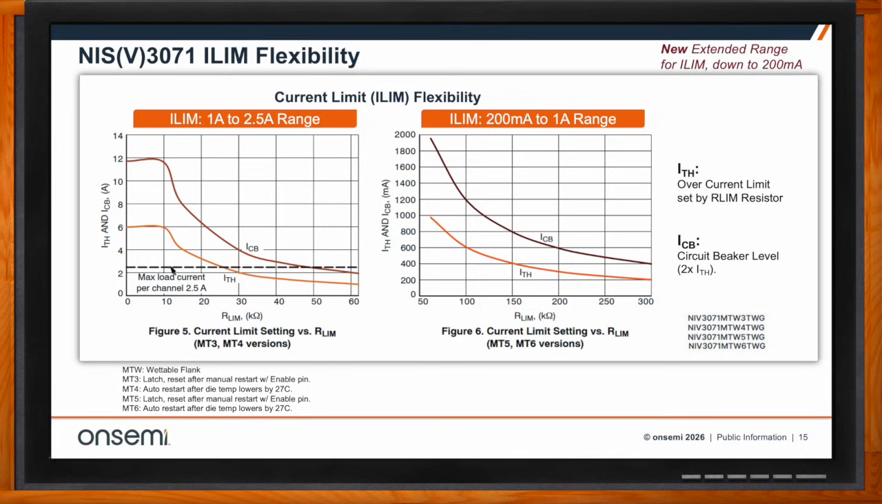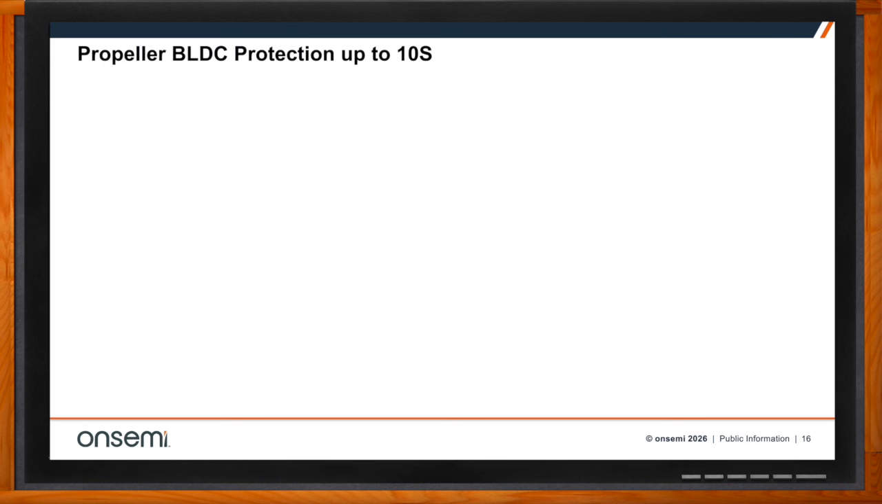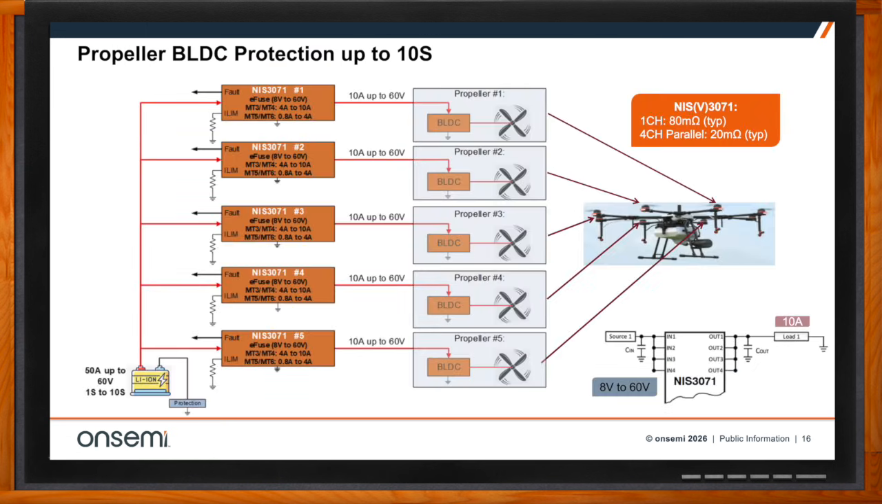All right. So we also need to talk about propeller BLDC protection, right? Yes, there's a lot of current going into these propellers, the brushless DC motors for the propellers. That's how the thing flies. Some of these drones have 4 propellers, some have 8, some even have 12. So there's a lot of energy in there. If there's some kind of malfunction in one of those propellers, you don't want it to shut the whole drone down and damage the battery or any other circuitry. So you can use this NIS3071 to protect these individual propellers. I just drew it out here just to view this.